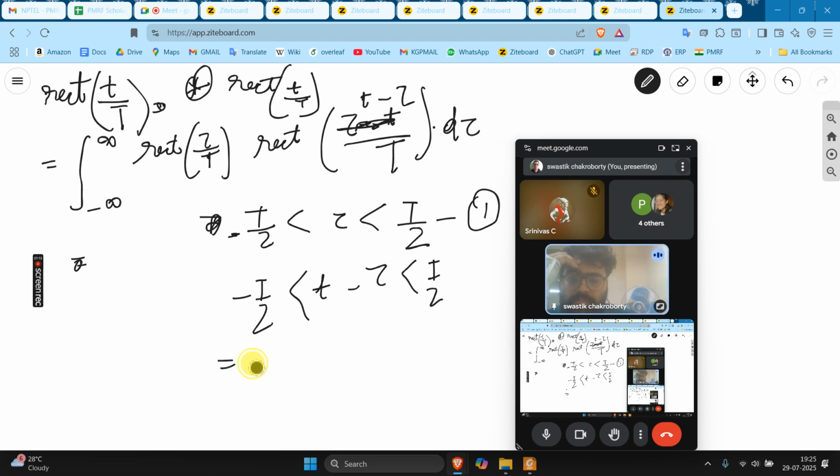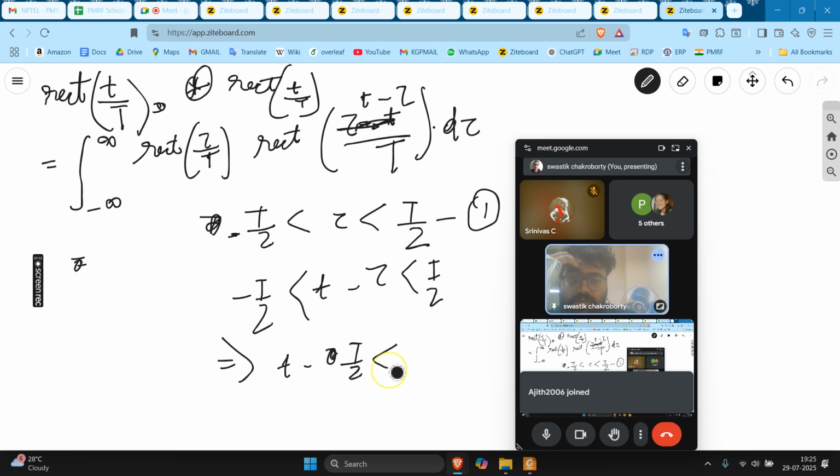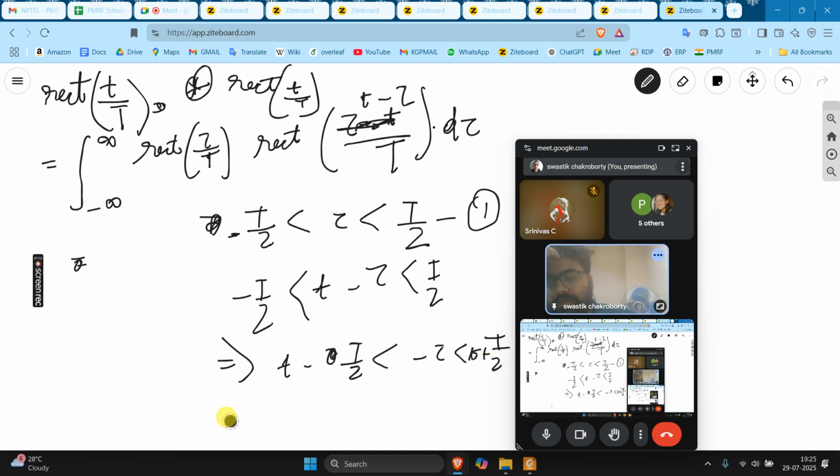Now this will imply that t minus capital T by 2 is less than minus tau is less than t plus capital T by 2. So we can just invert the signs. So tau, since you are inverting, this one will come this side and this will go to the other side. So t minus T by 2 will become minus t plus T by 2.